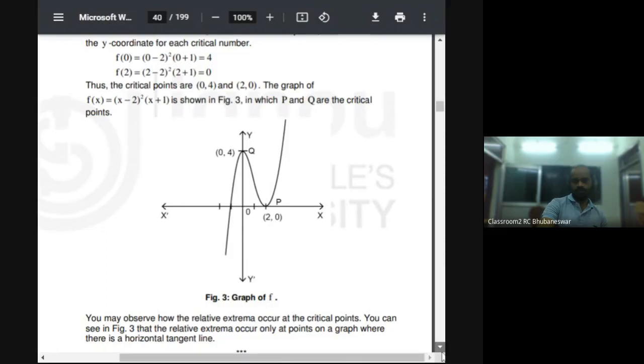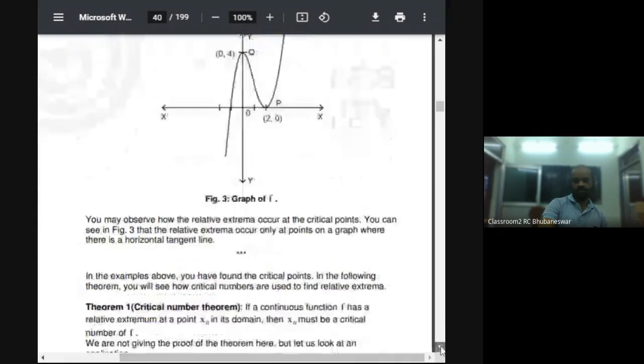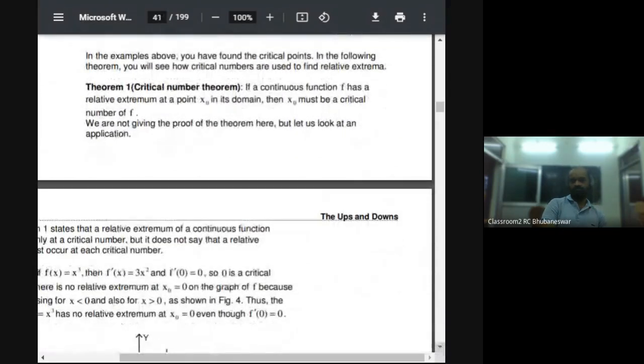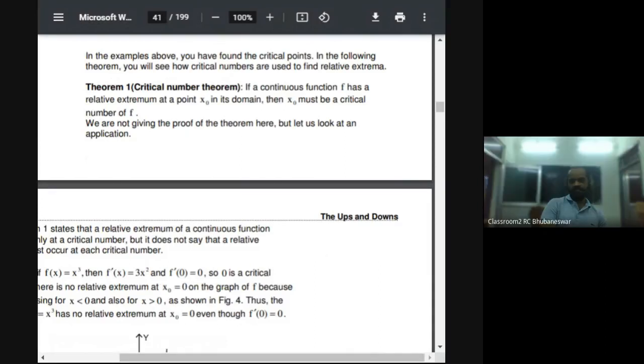So it's the simple and easy process to find out the critical numbers and the relative maximum and relative minimum of a certain function. So now look at the critical number theorem. Here the statement is: if a continuous function f has a relative maximum at a point x0 in its domain, then x0 must be a critical number of f.